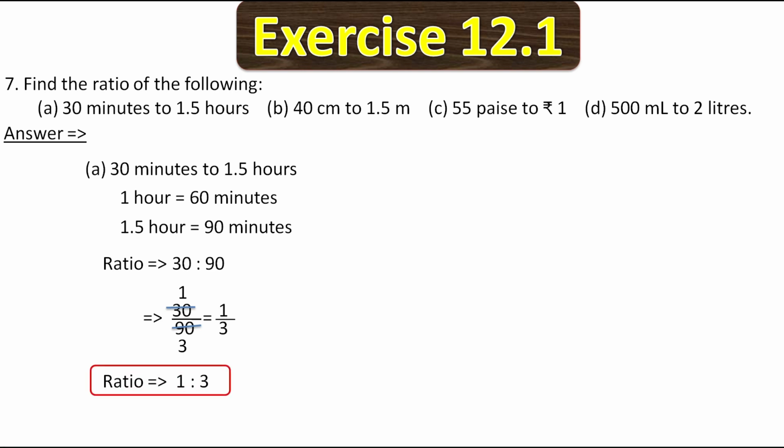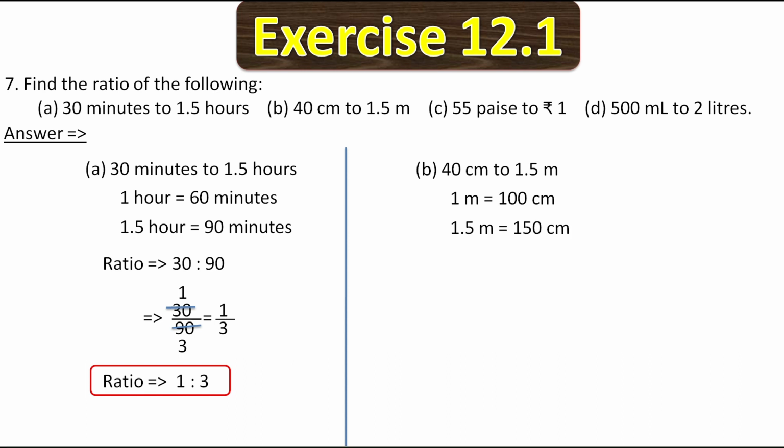Now let's think about the B1. Here the ratio is 40 centimeter is to 1.5 meter. Now we all know that 1 meter is equal to 100 centimeter. Therefore 1.5 meter is equal to 150 centimeter. Why? Because 1 meter is 100 and that half is 50. So 100 plus 50 is 150 centimeter. Okay. Now both of them are in centimeter.